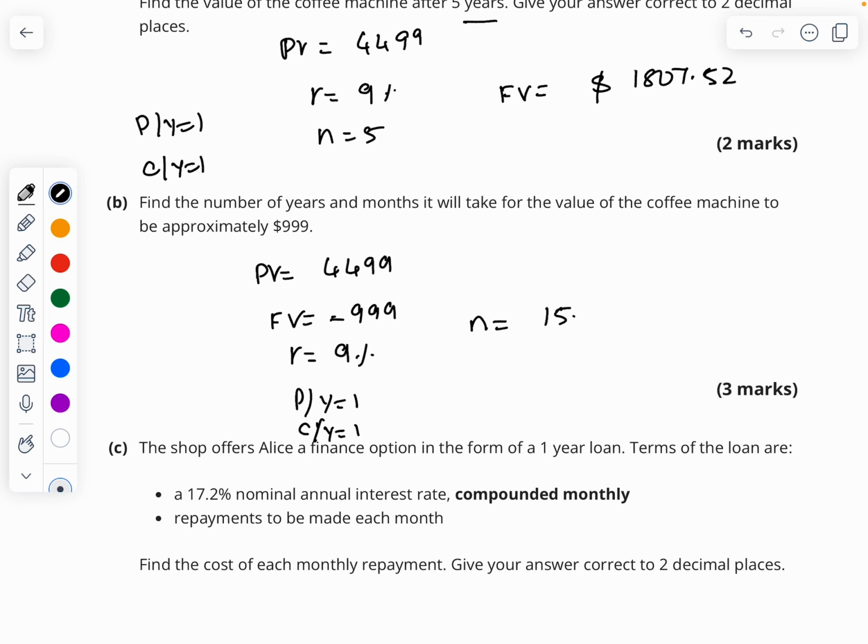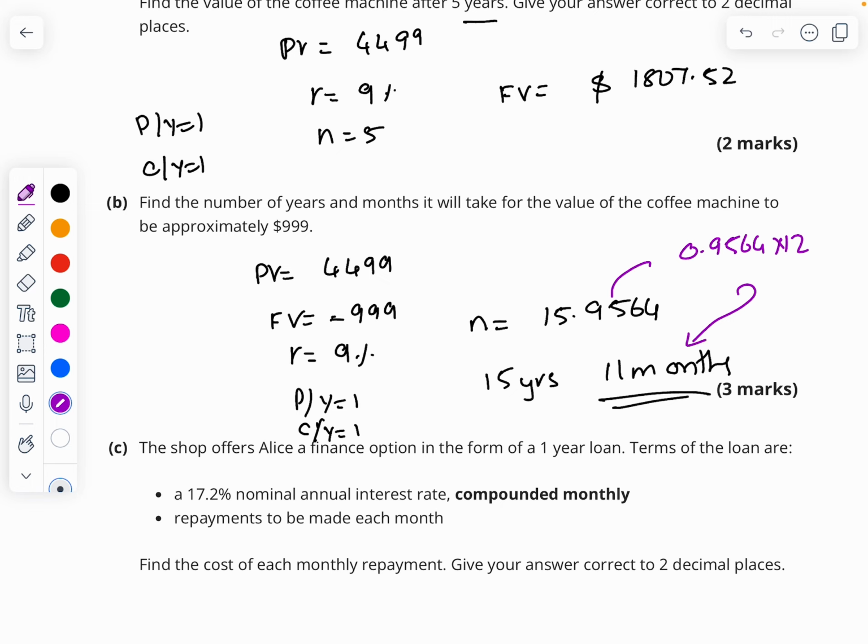of N as 15.9564. So which is nothing but what? 15 years and 11 months. That's going to be the answer. 0.9564 times 12, which is approximately equal to 11 months.